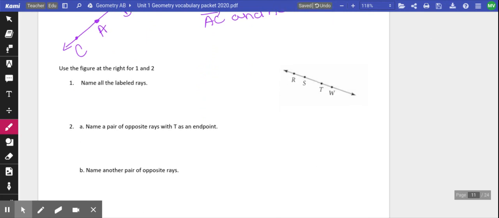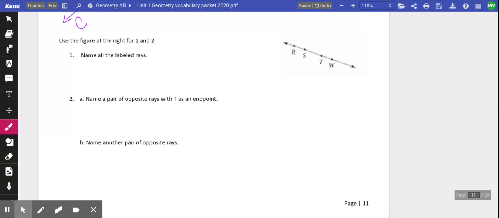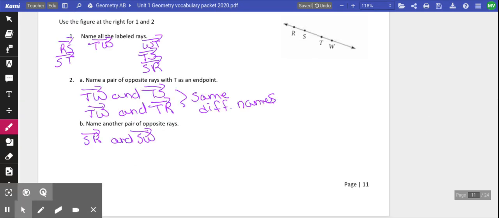So use the figure at the right for 1 and 2. Name all labeled rays. And then number 2, name opposite rays with endpoint T. Name another pair of opposite rays. So I want you to try these two problems. You're going to pause and then come back and check your answers.